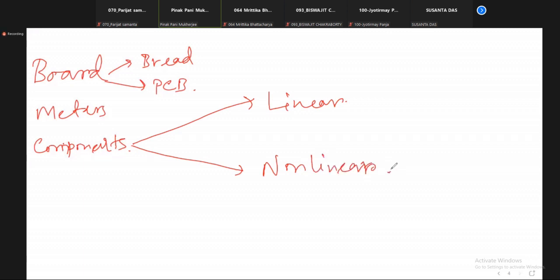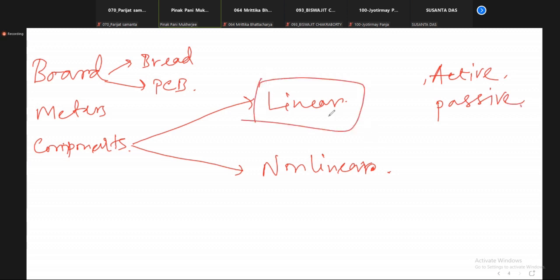It is also called active circuit element and passive circuit element. So one by one we will cover this. So first we are coming to linear circuit element.